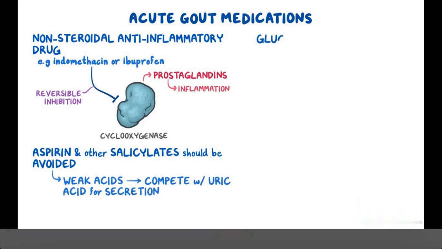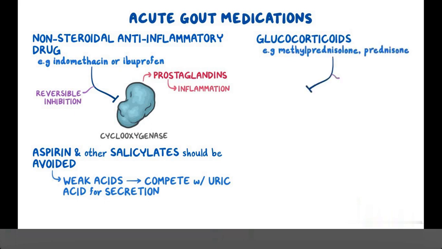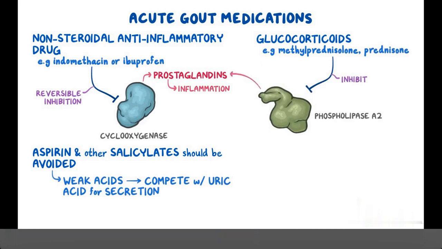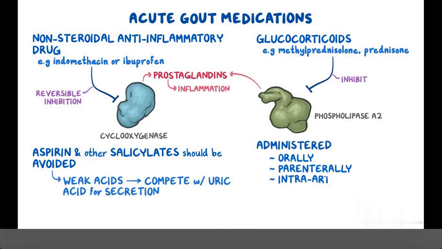On the other hand, glucocorticoids such as methylprednisolone and prednisone work by inhibiting phospholipase A2, which is another enzyme responsible for the production of prostaglandins. Moreover, these medications can be administered orally, parenterally, or by intra-articular administration.